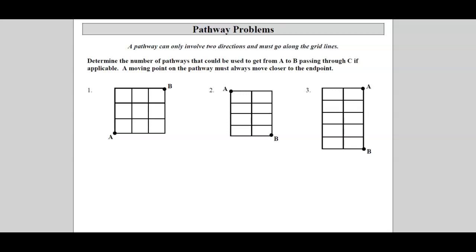Okay, so we talked a little bit about pathways yesterday. The basic ones where you're going from one corner to another. So you look at the dimensions. You're not counting the street corners. You're counting the blocks. So 1, 2, 3. 1, 2, 3. Right? So that number of pathways is going to be the total of these two dimensions.